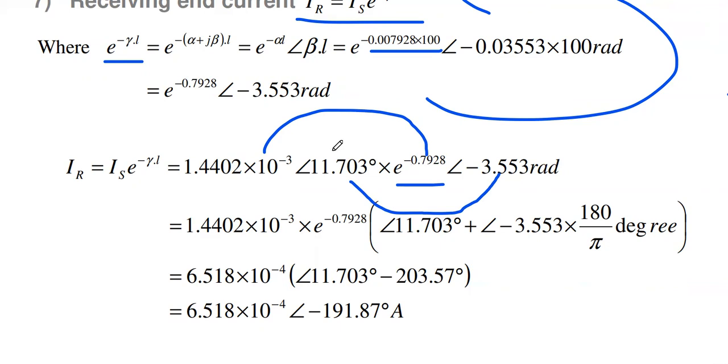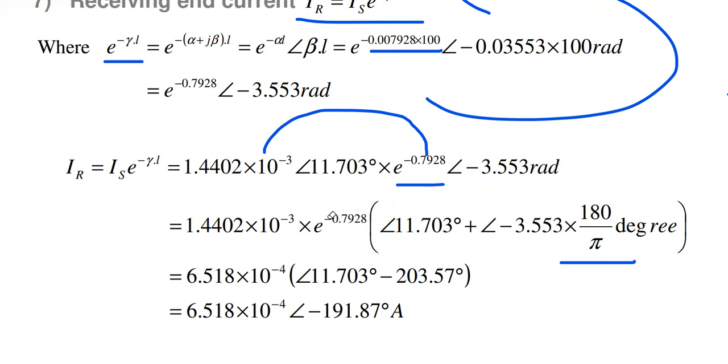But here you see this angle is in degree, and this minus 3.553 is in radian. So the two angles are in different units, so we have to convert this radian into degree. In order to convert radian into degree, you just multiply it with 180 by pi. So minus 3.553 multiplied by 180 divided by pi converts into degree. So this is the thing we have to do.